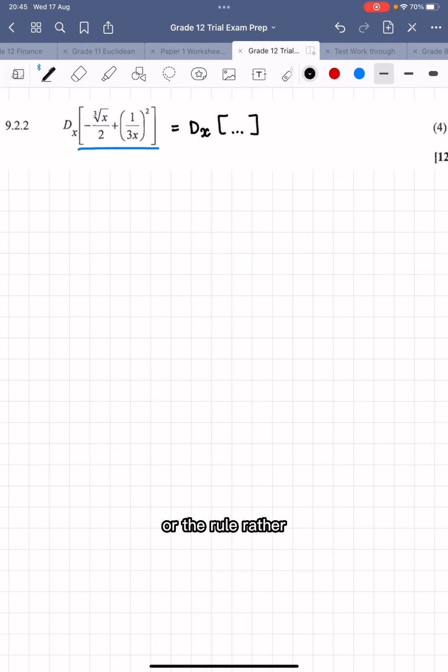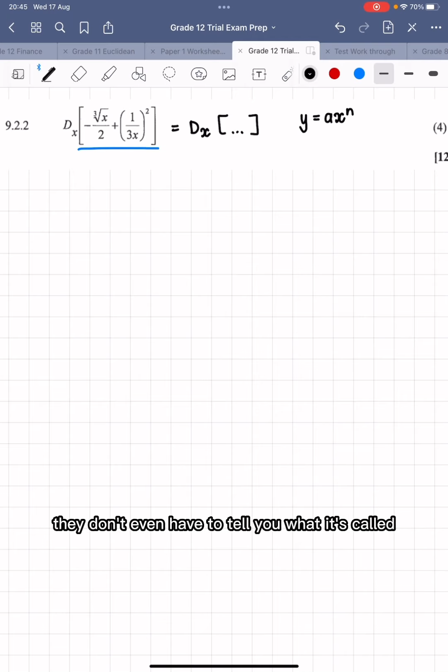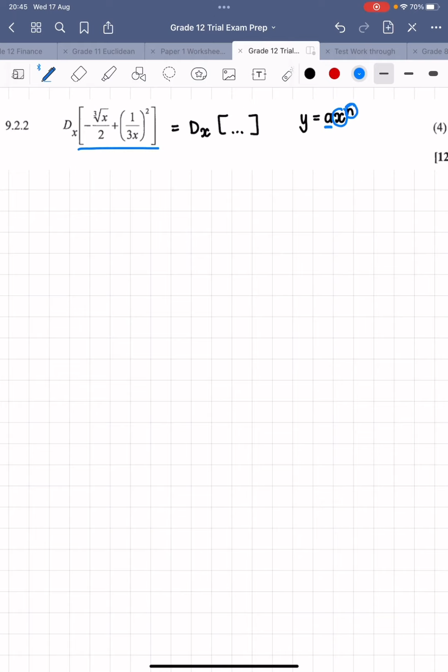Now, the rule that we have for finding the derivative is that if you have a function in this form, so y or whatever the function is called, they don't even have to tell you what it's called, they can just give you the function. But just for now, if it's called y and it's in this form where you have a, which is a number, so the coefficient, x, which is your variable, and then an n, an exponent, we need to write every single term in these square brackets in this form, because then we can use the rule which states that dy over dx, so the derivative of the function y in terms of our variable x, that's why it's at the bottom, is going to be n times a.